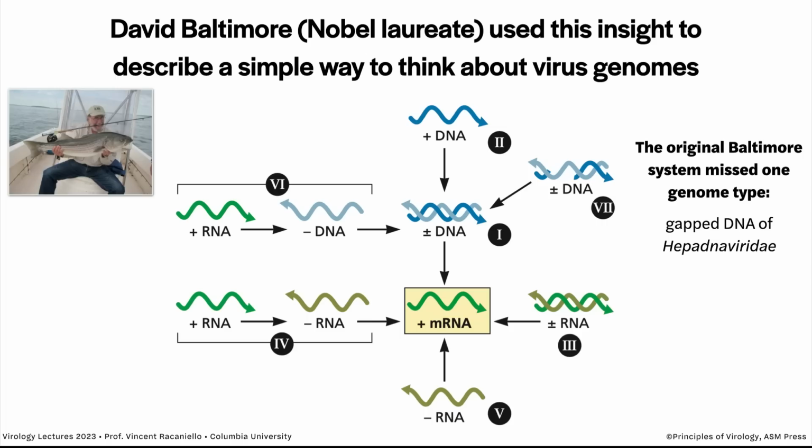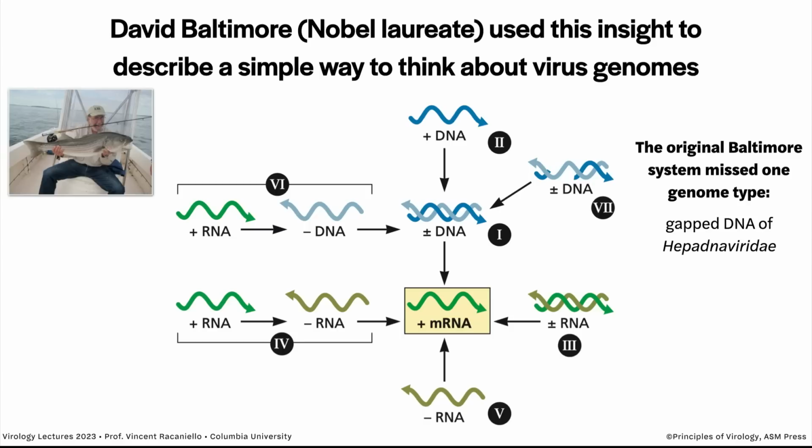And so David Baltimore in the 1970s took this information and devised what we call the Baltimore Scheme. So that's David Baltimore there. I worked with him at MIT. I was his postdoc in the early 80s. He had won a Nobel Prize for identifying reverse transcriptase, which we will talk about more in a bit. But he thought, what if I put mRNA in the middle and then trace the pathway from all the virus genomes to mRNA? And that's the Baltimore Scheme.